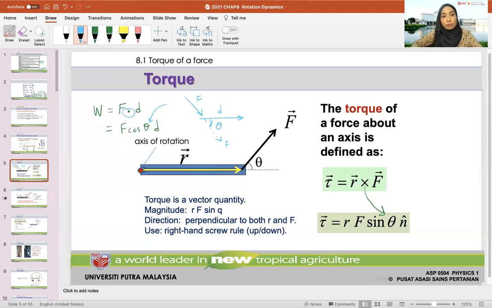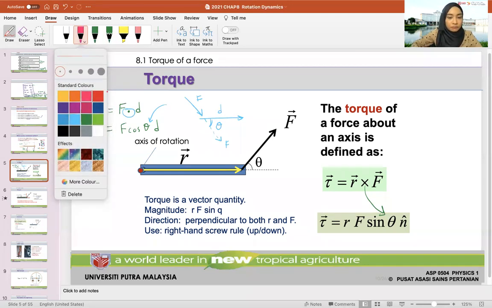And what does the dot product mean? Ingat lagi tak apa maksud dia? What contributes to work done? The parallel force or the perpendicular force?